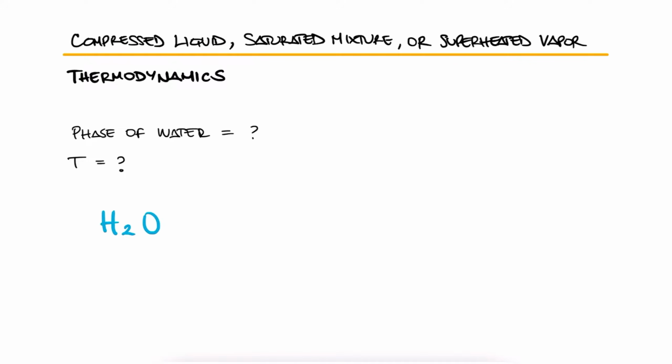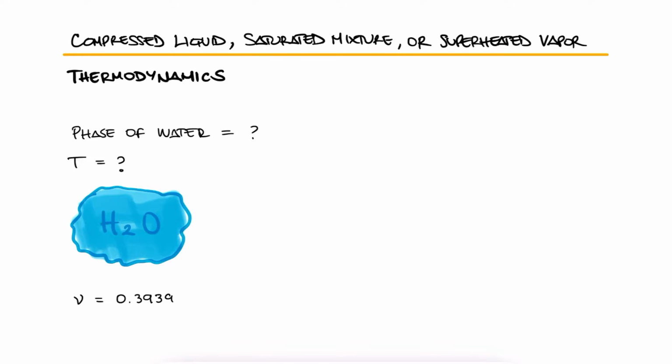What is the phase and temperature of water with a specific volume of 0.3939 cubic meters per kilogram and a pressure of 0.6 megapascals? Try solving this problem yourself before watching the solution up next.